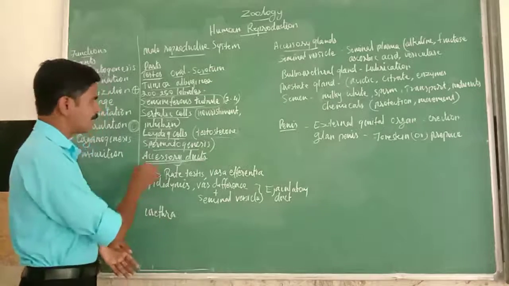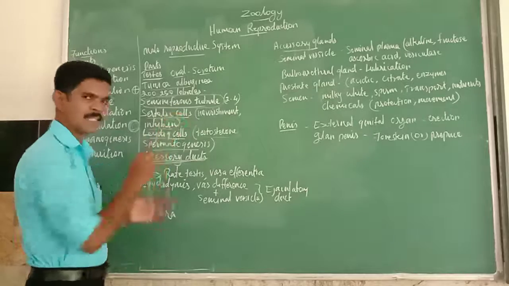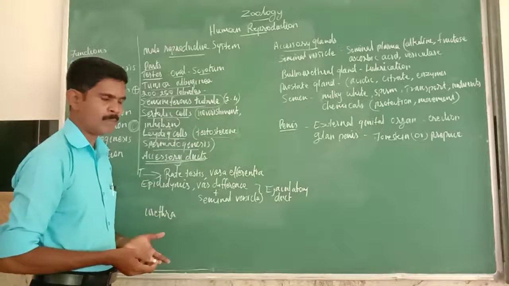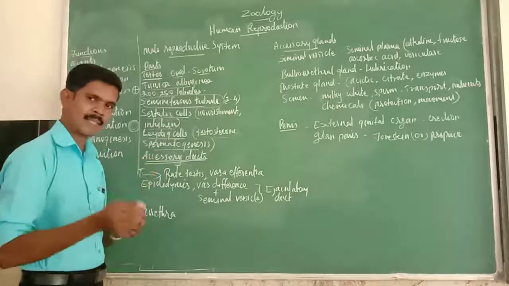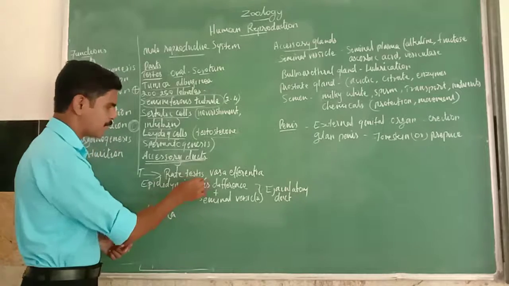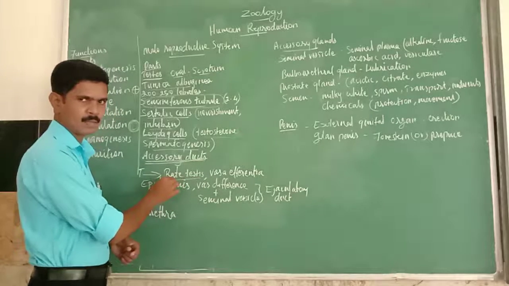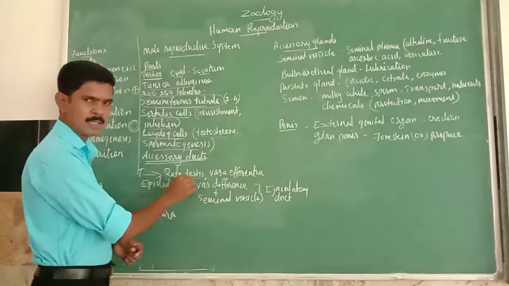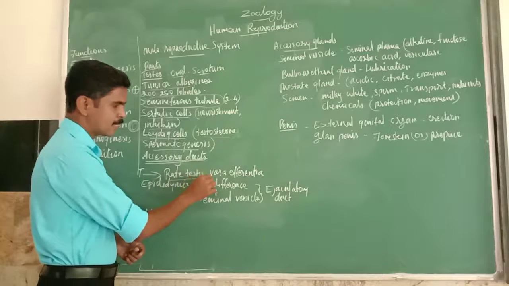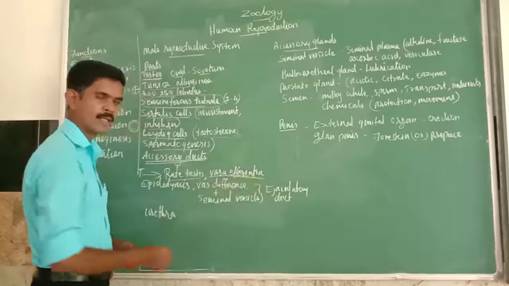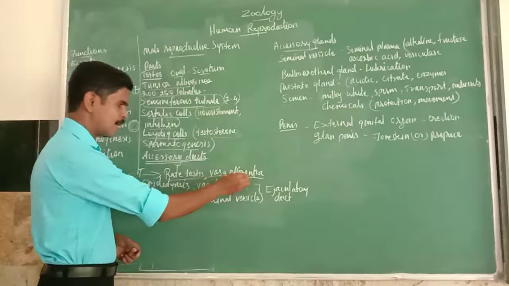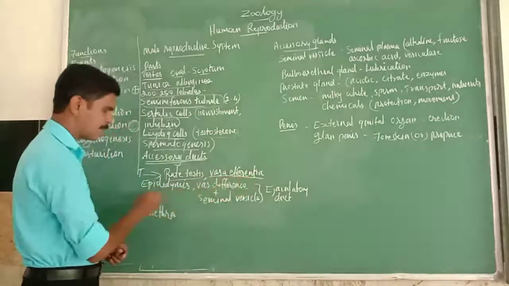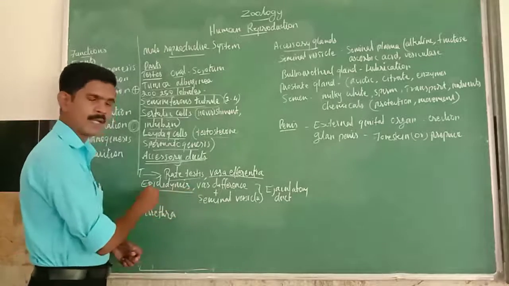Inside the seminiferous tubule of the testis, the sperm is produced, as I already told you. The seminiferous tubule is connected with another duct, called the rete testis. So from the seminiferous tubule, the sperm moves to the rete testis. From the rete testis, the sperm moves into the vasa efferentia. Then from the vasa efferentia, the sperm moves to the epididymis.